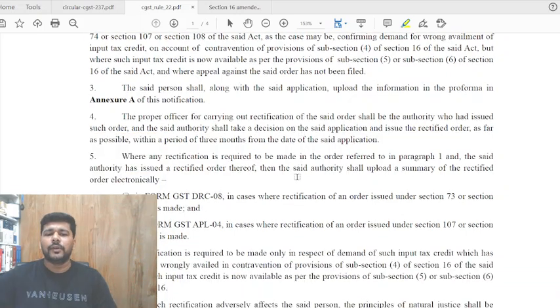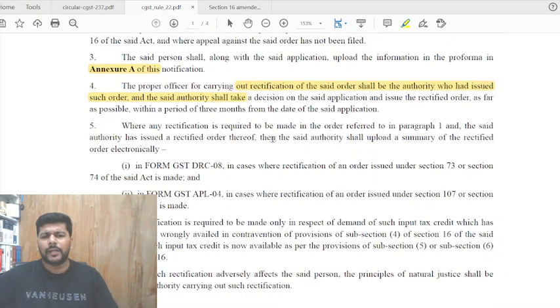Now what they say further is that the proper officer shall carry out, so the said person along with the said application shall upload the information in pro forma in annexure A. That annexure A format has been given below. Primarily, you don't need to go and pay anything separately. You don't need to make any changes in whatever submission has been made by you till now. The only thing that is going to happen is that now that credit has become a valid credit, so your demands need to drop.